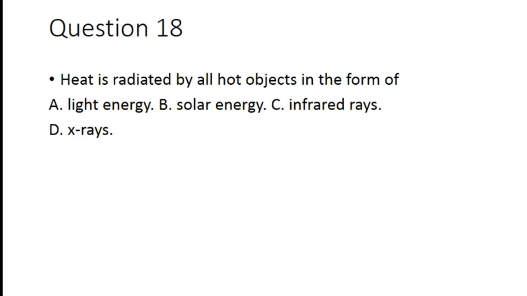Question 18. Heat is radiated by all hot objects in the form of A, light energy, B, solar energy, C, infrared rays, D, X-rays. Heat is radiated by all hot objects in the form of infrared rays.